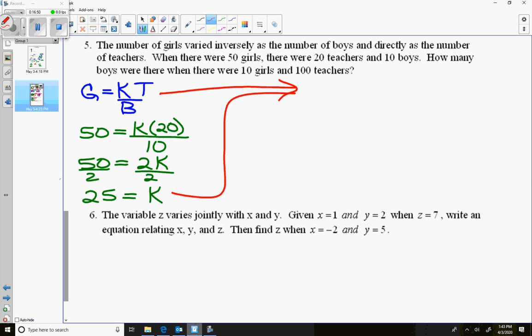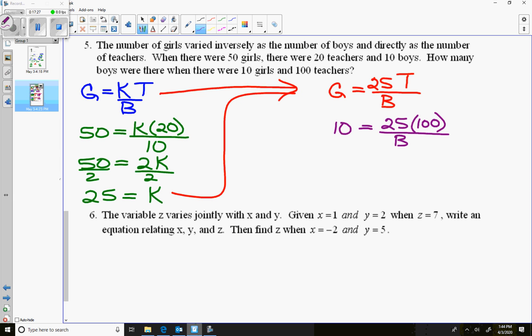Step 3, put your answers from step 1 and 2 together. Girls equals 25 times the number of teachers divided by the number of boys. Now that we have our prediction equation, make a prediction. How many boys were there when there were 10 girls and 100 teachers? 10 girls, 100 teachers. How many boys?